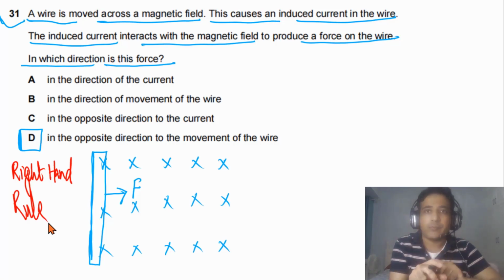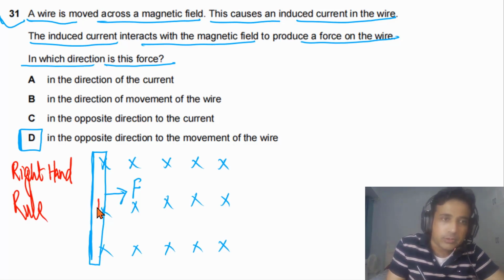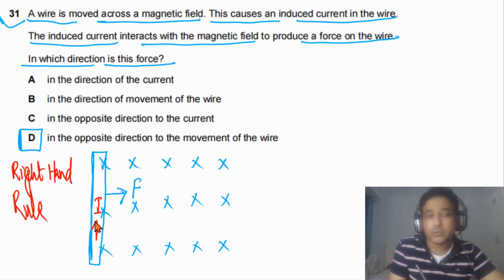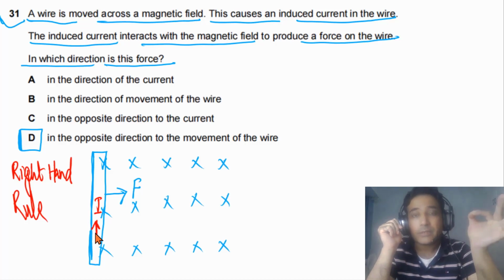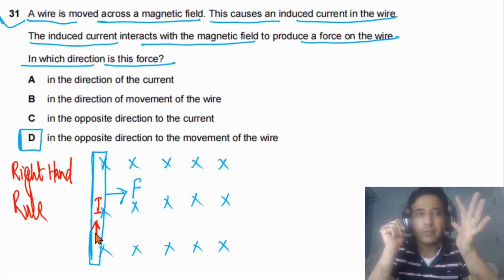So current will flow upwards. So this is the direction of induced current. Now we have a wire and the wire is inside the magnetic field, so the wire will also experience a magnetic force.